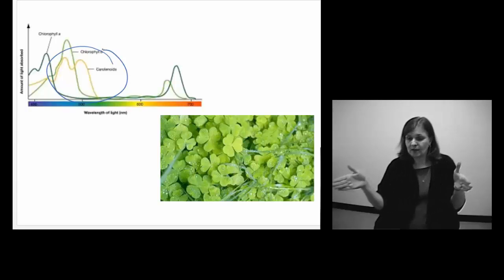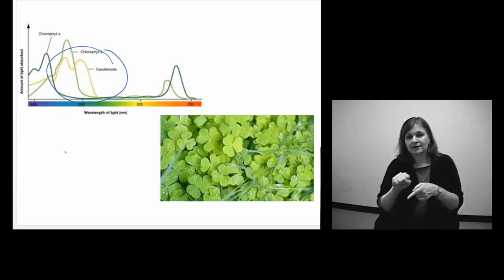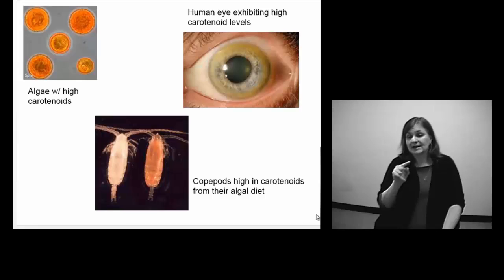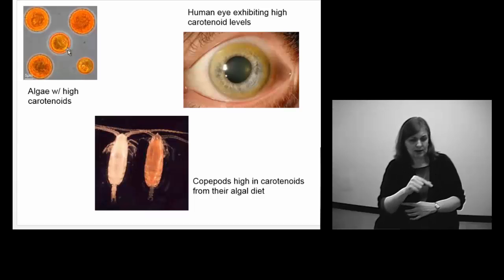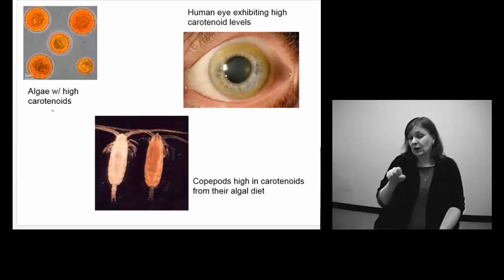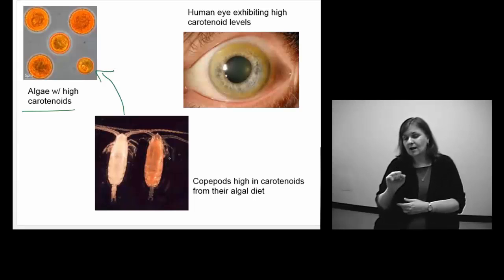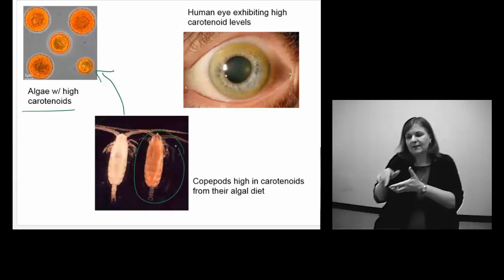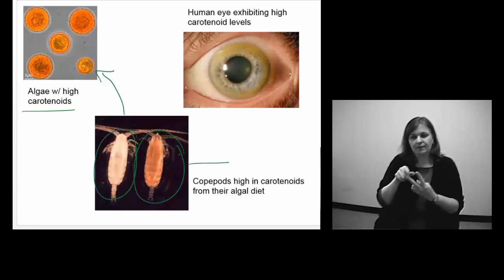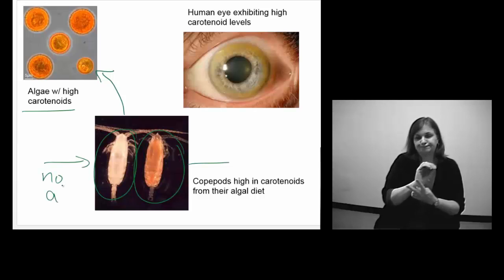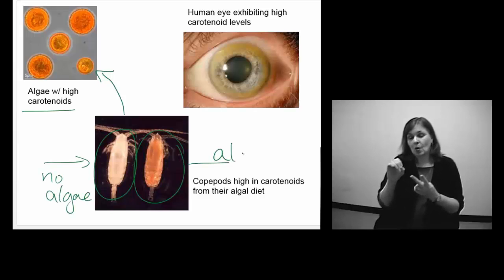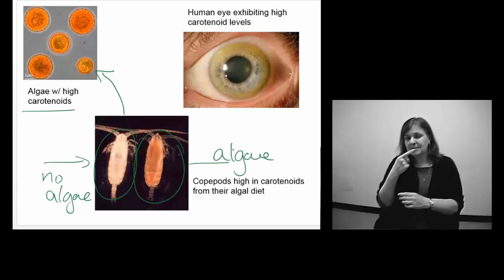On our light spectrum, those carotenoids help fill the gap and allow us to get some energy out of green light. When we see carotenoids in nature, in algae, we are used to seeing algae as being green. Algae that are high in carotenoids are actually very, very orange. Copepods eat these algae. When they do, they actually build up enough of the carotenoids to themselves become orange. This copepod, no algae. This copepod, algae with our carotenoids.